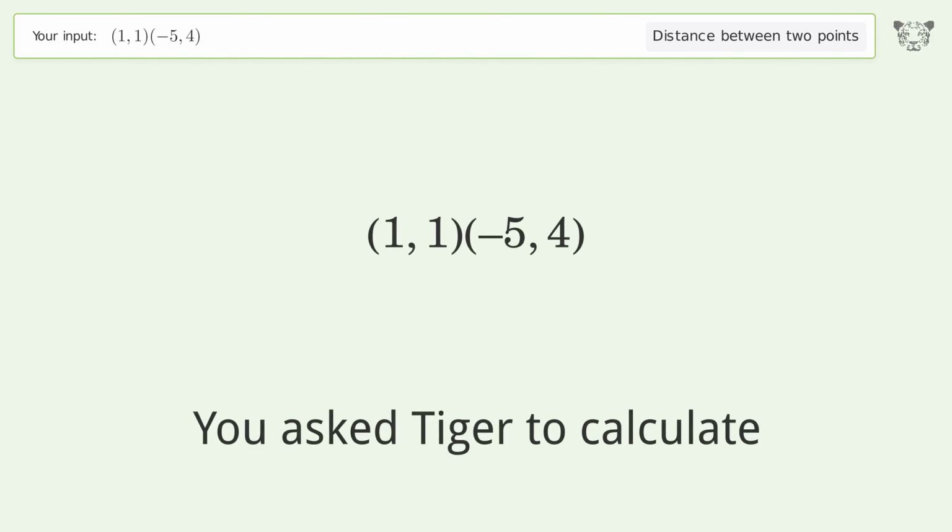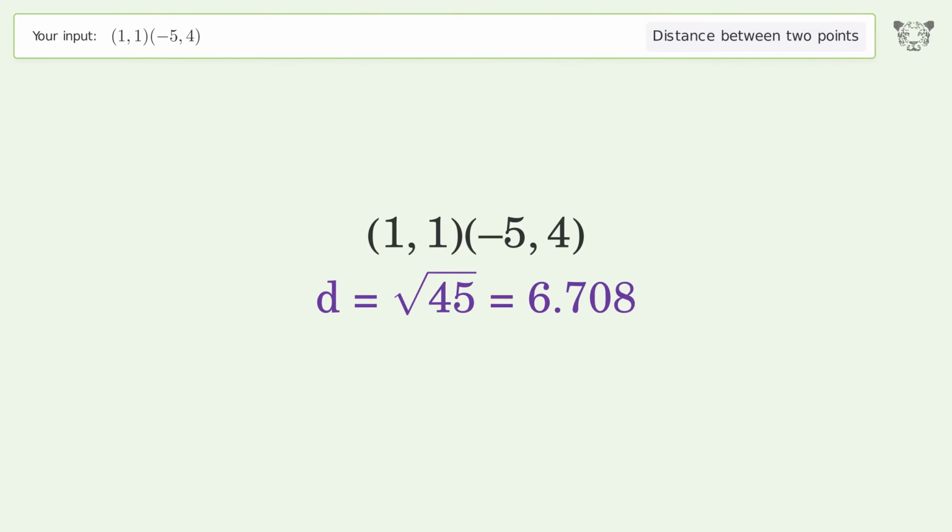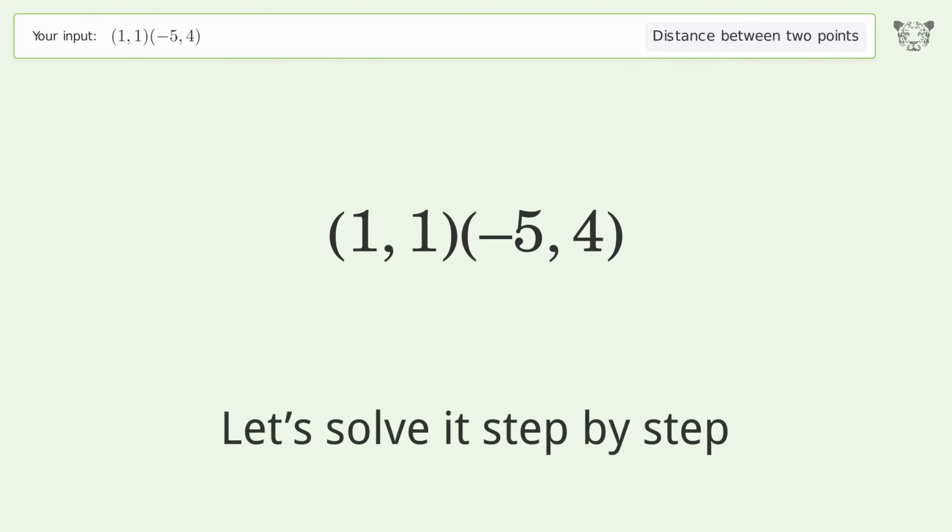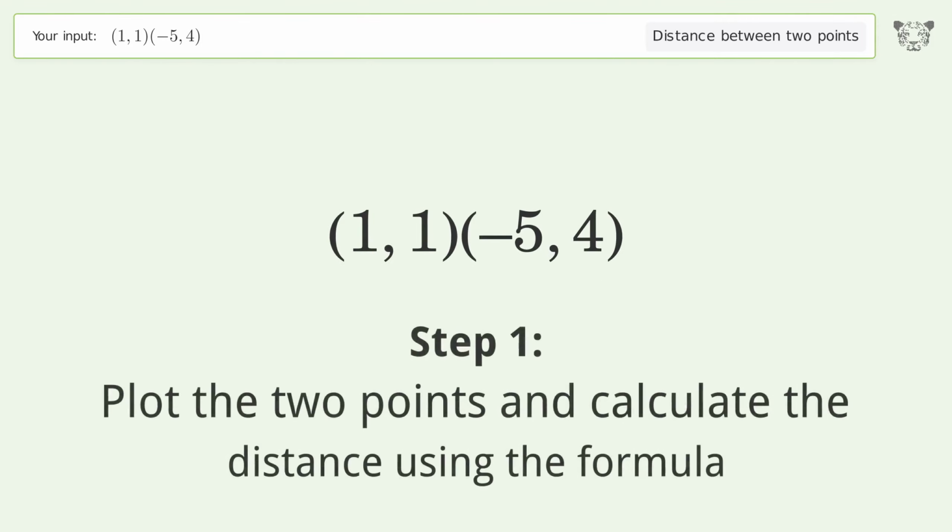You ask Tiger to calculate. This deals with the distance between 2 points. The distance between the 2 points is the square root of 45, or 6.708. Let's solve it step by step. Plot the 2 points and calculate the distance using the formula.